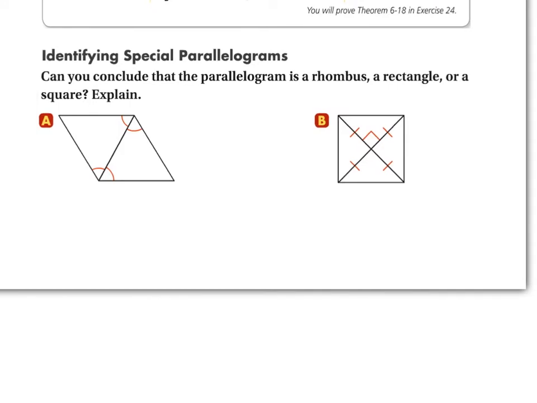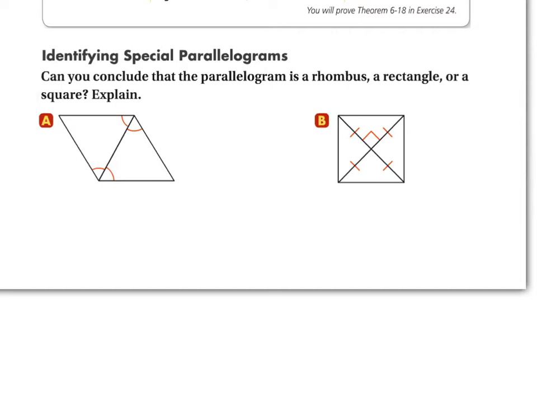Okay, so let's take a look at this example. It says, can you conclude that the parallelogram is a rhombus, a rectangle, or a square? Or it may be multiples at one time. As you look at letter A, first of all, you don't see any right angles at all. And if you don't see any right angles, you obviously can eliminate rectangle and square.